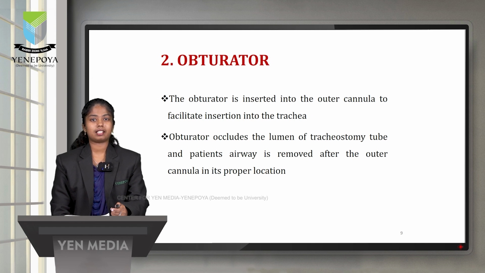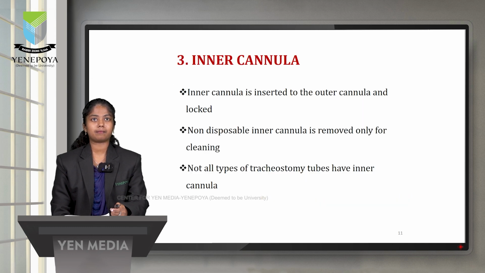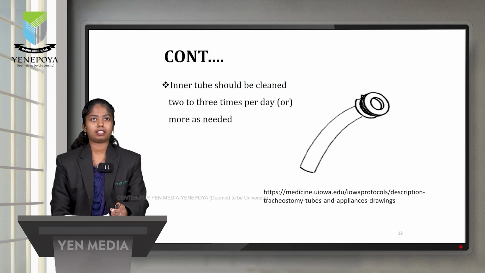Obturator. The obturator is inserted into the outer cannula to facilitate insertion into the trachea. The obturator occludes the lumen of the tracheostomy tube and is removed after the outer cannula is in its proper location. It should be kept ready for reinsertion in the event of displacement. Inner cannula. The inner cannula is inserted into the outer cannula and locked. A non-disposable inner cannula is removed only for cleaning. Not all types of tracheostomy tubes have an inner cannula. The inner tube should be cleaned 2 to 3 times per day or more as needed.